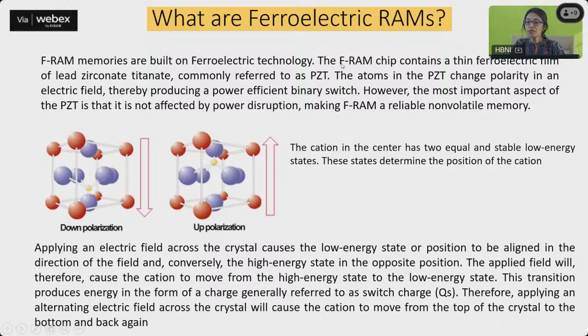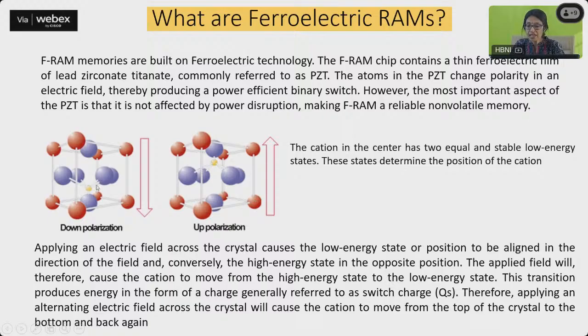An FRAM chip contains a thin ferroelectric film of lead zirconate titanate, commonly known as PZT. The atoms in the PZT will change polarity in an electric field, so it produces a power efficient binary switch. However, the most important aspect of PZT is that it is not affected by power disruption, and that is why it makes FRAM a very reliable non-volatile memory.